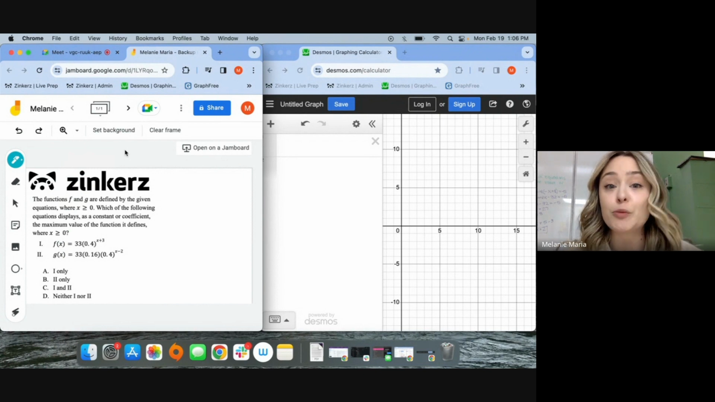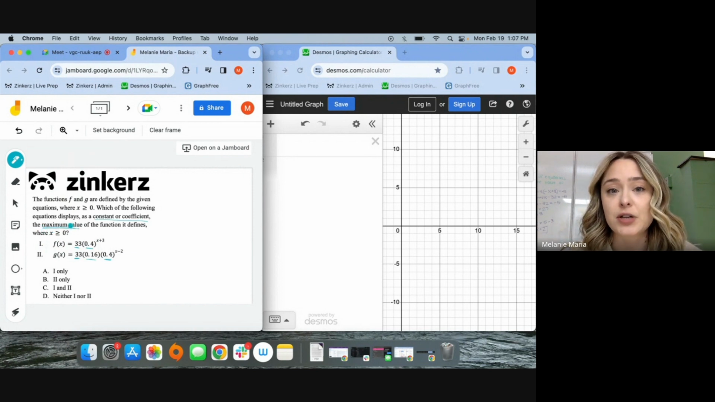So before I jump to Desmos, I just want to clarify what this question is actually asking us. A lot of words here, a couple of functions to deal with. So what we're really doing is matching two numbers. We are matching a constant or coefficient with a maximum value. So the constant or coefficient is going to be this 33, 0.4, again 33 right here, 0.16, 0.4. These are the coefficients or constants as they are displayed in each one of these functions. We want to match one or both of those numbers with the maximum value of the function.